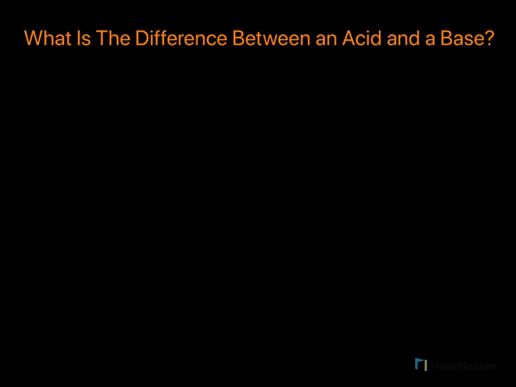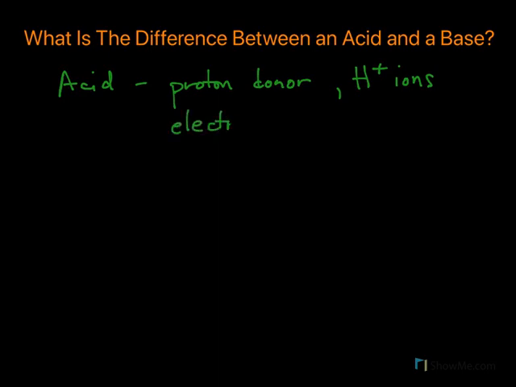Okay, so what is the difference between an acid and a base? Well, basically, in most general terms, an acid is any substance that is a proton donor. A proton donor, something that produces H plus ions. It can also be termed as an electron pair acceptor.